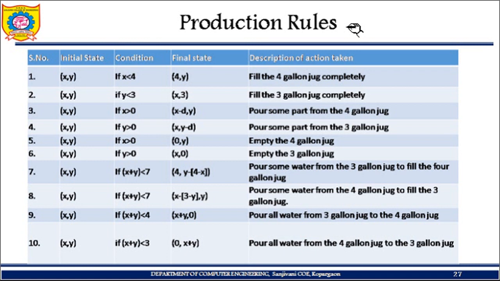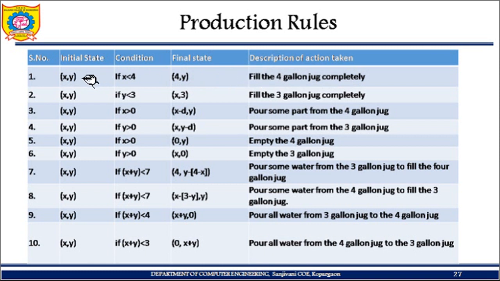The left hand side will be the matching part, what you need to match, and the right side is going to be the answer part. Okay, so I'll tell you how to do this. Here we have listed a total of 10 production rules. Your initial state is (x, y), and if x is less than 4, then you can fill the 4 gallon jug completely. So this is one rule.